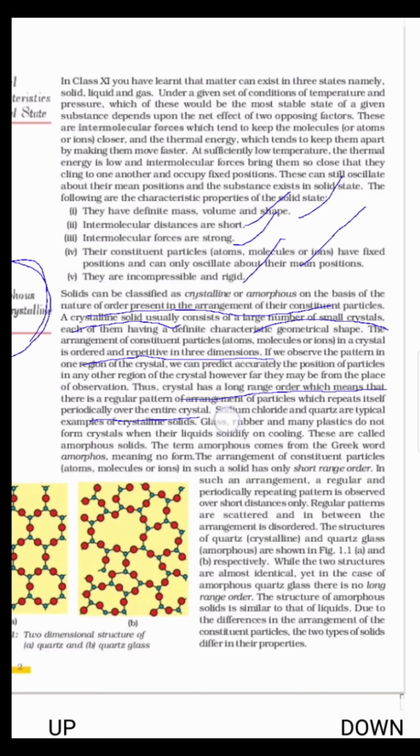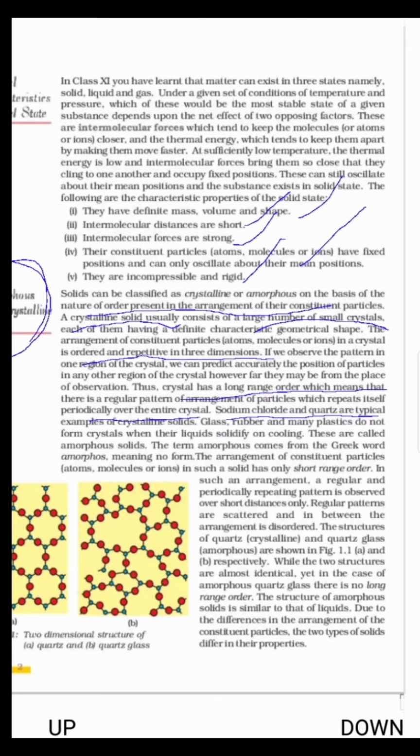Examples are sodium chloride and quartz. It's very important. What are the 2 examples of crystalline structure? They are sodium chloride and quartz. What is sodium chloride? Normal table salt. And the next one is, what is that?